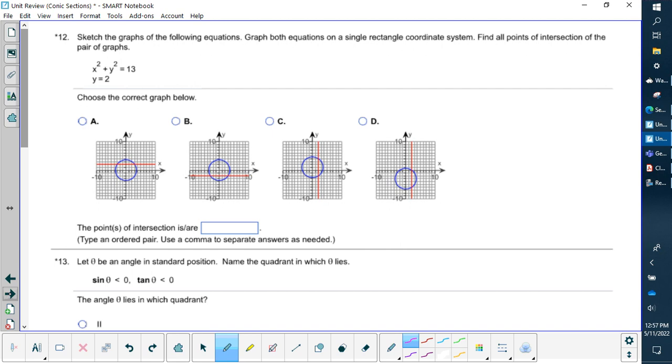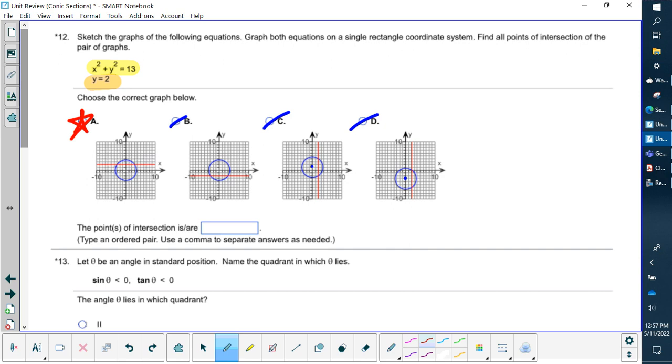Okay, question 12. This one, I already know the correct graph. I know this is going to make a circle, and it's going to be centered at the origin. So D is out, C is out. It's between A and B, because I can see the center of this is not at the origin, and the center of this is not at the origin. So these are no good. And I already know that this is going to make a horizontal line at +2. Well, this is a horizontal line at -2, so that's no good. And this looks like the correct one. So this is my graph.